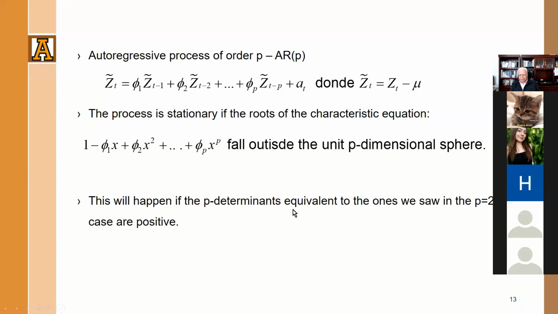And this will happen if the p determinants, equivalent to the ones we saw for p equal 2, are greater than 0. So for p equal 2, we have two determinants, right? The first greater than 0, the second greater than 0. For an autoregressive process of order p, we'll have p determinants that have to satisfy the condition of being greater than 0. The patterns can be extended from the AR(2) process. It doesn't make sense for us to go through the development of the pattern here, but these are the conditions that must be satisfied in order for the process to be stationary.